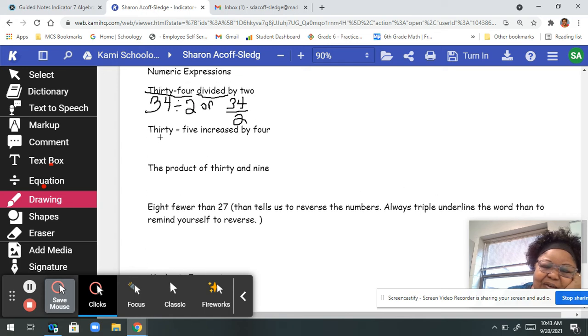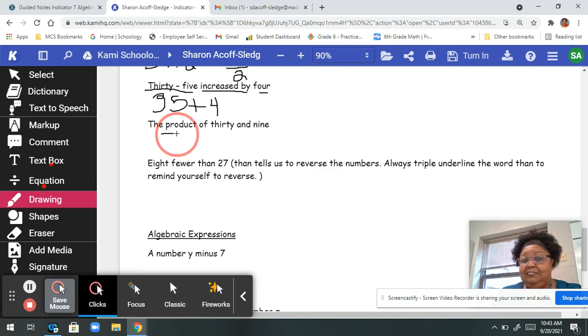Now let's look at this one. 35. So there's my number. Increase by. So what operation do you think that is? Yeah, it's addition. Increase by 4. So let me try to write again. I'm trying to write with my mouse. 35 increase by is plus 4.